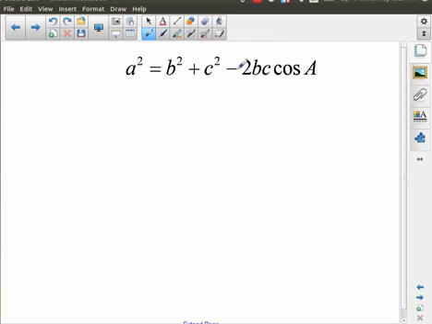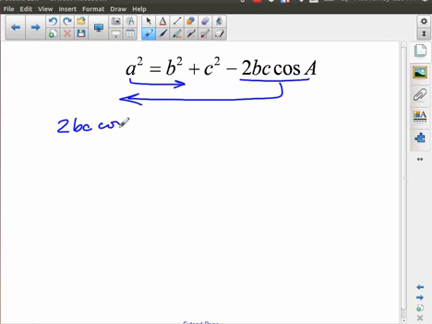So what I'm going to do is, I don't like this negative here, so I'm actually going to take this whole term and move it to the left side, and then I'm going to take this a squared and move it to the right side. So this negative 2bc cosine of A becomes positive 2bc cosine of A. And b squared plus c squared stays the same. And now this positive a squared comes over here, becomes negative a squared.